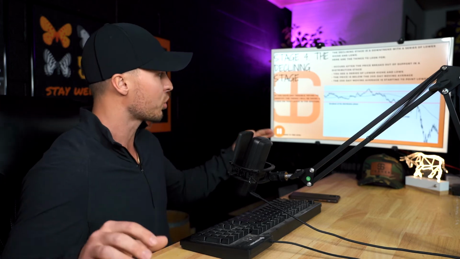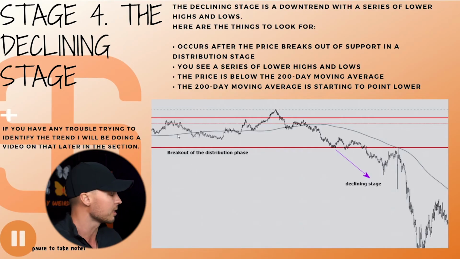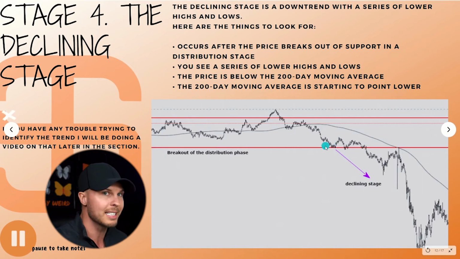So here are the things to look for. It occurs after price breaks out of a support area in a distribution stage. So we have our distribution stage. Market rose for a long time. Now we started moving sideways. Now we have price rejecting this area right here. Continually rejects it twice. We had a little struggle breaking through this area right here, finally broke through.